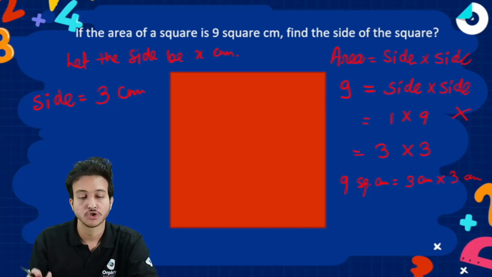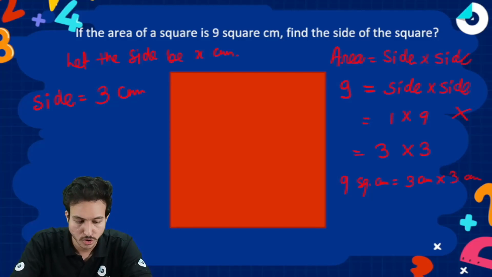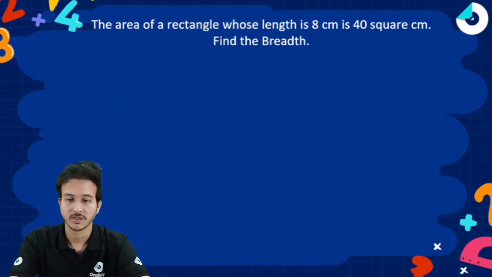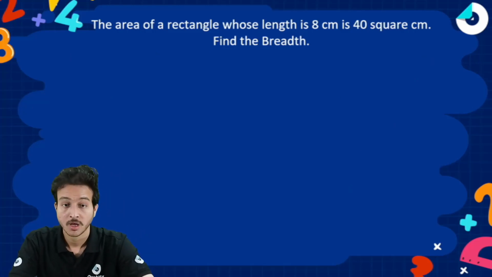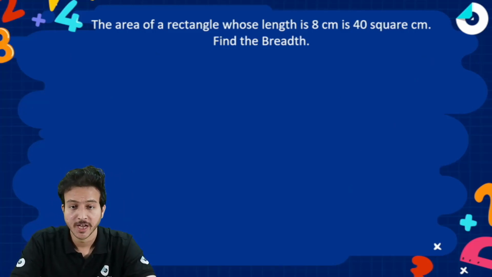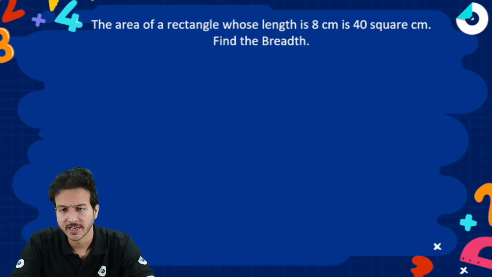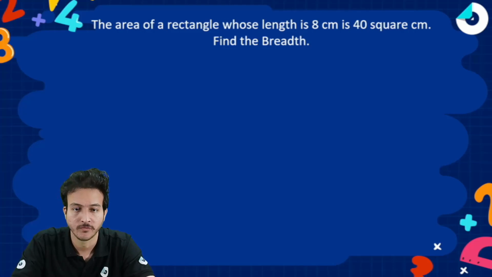So a question can be asked to you like this also. Let's move on to another one. Let's see what we can find in this. Now we need to find the breadth of a rectangle whose length is 8 centimeter. The area of the rectangle is 40 square centimeter. We need to find the breadth.